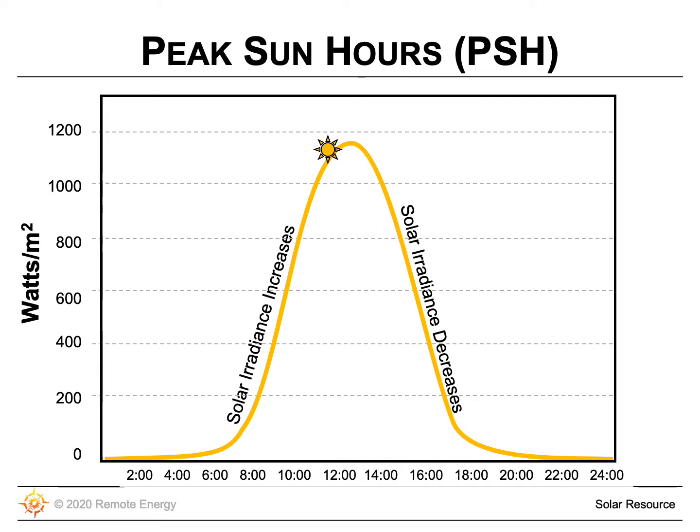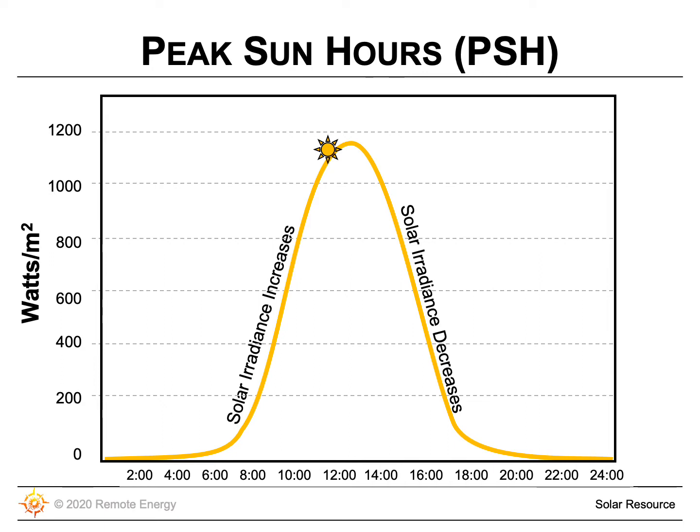The solar irradiation starts to decrease then in the afternoon all the way back down to sunset. This curve is what we call a bell curve because it kind of looks like the shape of a bell, and it's very typical of a solar irradiance curve. Anywhere on Earth, this is the shape of the solar irradiance if we look at it graphically.